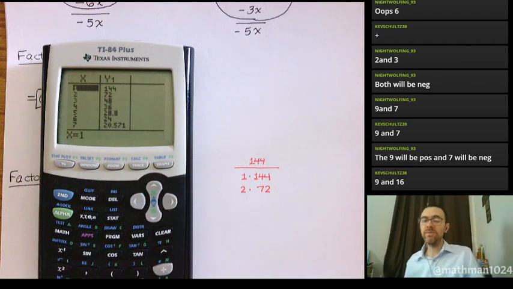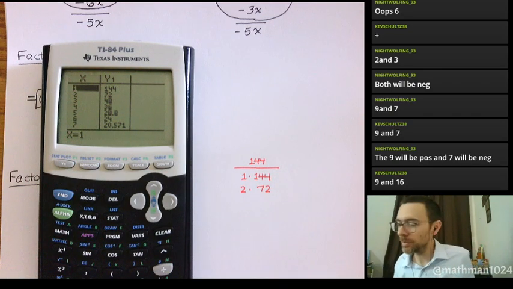Right, so Kevin, you already have 9 and 16. Did you just go through, did you crunch it by hand, or were you using the graphing calculator? Just want to know if maybe the graphing calculator thing helped.